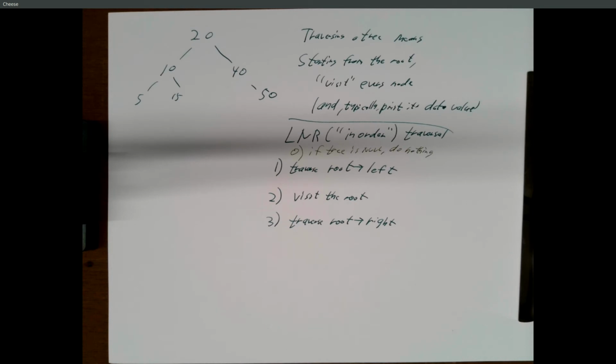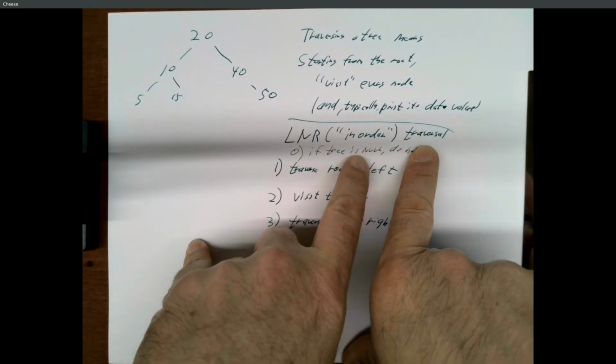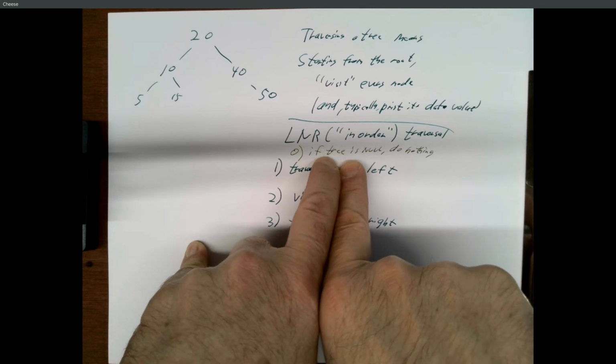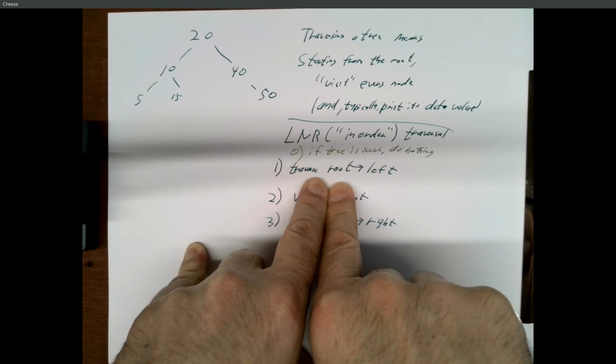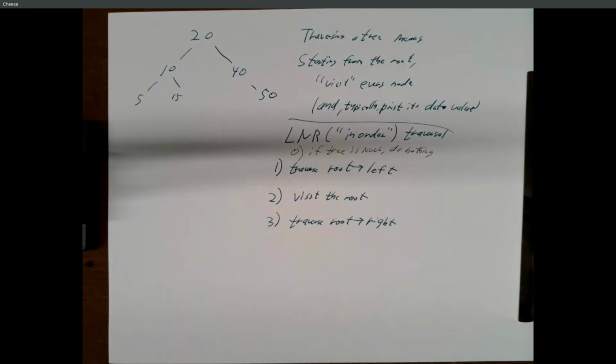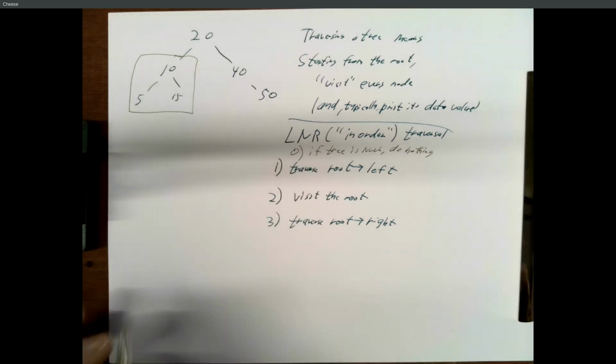Okay, so let's do an LNR traversal on this tree. Here's the tree I'm passing to my LNR traversal. First thing it should do is see if the tree is null. It's not. It's got a bunch of nodes. Next thing it should do is traverse whatever is to the left of the root. So we should do an LNR traversal on this tree.